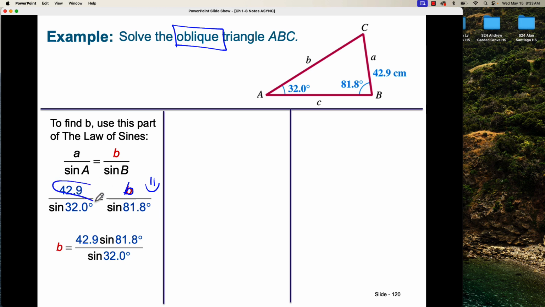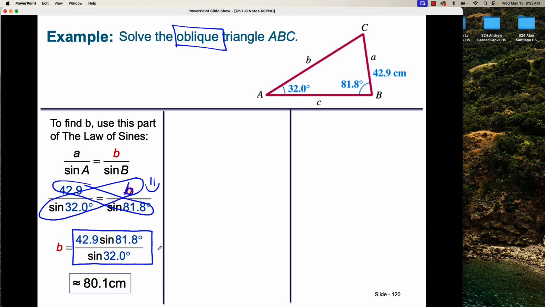All right, one move we could make right here would be cross multiply. So our 42.9 times sine of 81.8 degrees is equivalent to sine of 32 degrees times lowercase b. Then divide both sides by sine of 32 degrees, and we have isolated lowercase b. At this point, I want you to pick up your calculator, make sure that it is in degrees, and type this in from left to right, top to bottom. And if you do that correctly, approximate to the nearest tenth, you should get 80.1 centimeters.